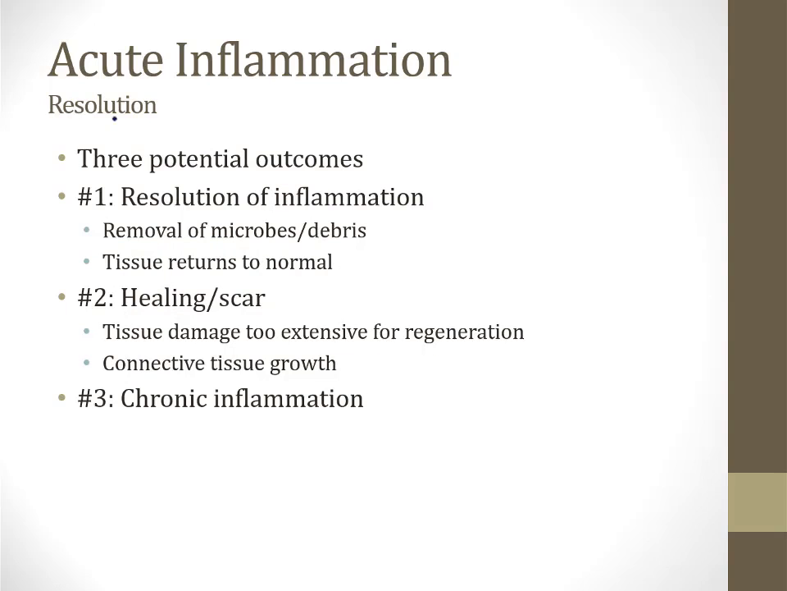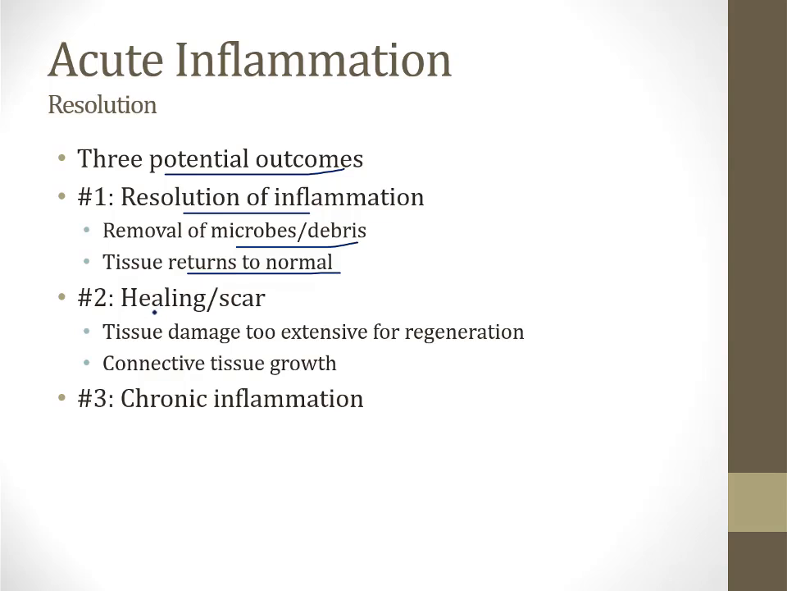Let's talk about the resolution of acute inflammation. There are 3 potential outcomes once acute inflammation begins. The first one is simply resolution of the process. So if phagocytes are able to remove all the microbes and debris, then the tissue bed will return to normal and the phagocytes will die off.